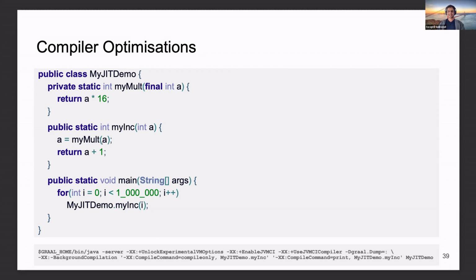By the way, we looked at the invocation thresholds, and they were like 2,000, 15,000 kind of thresholds. By the way, you can also change them by using JVM flags. But then here we are calling it million times.